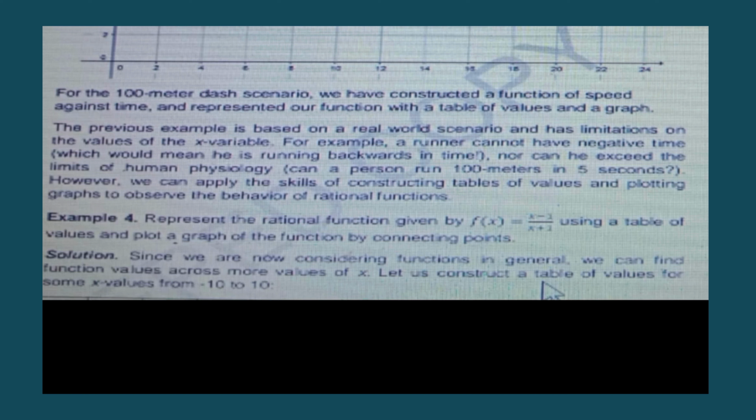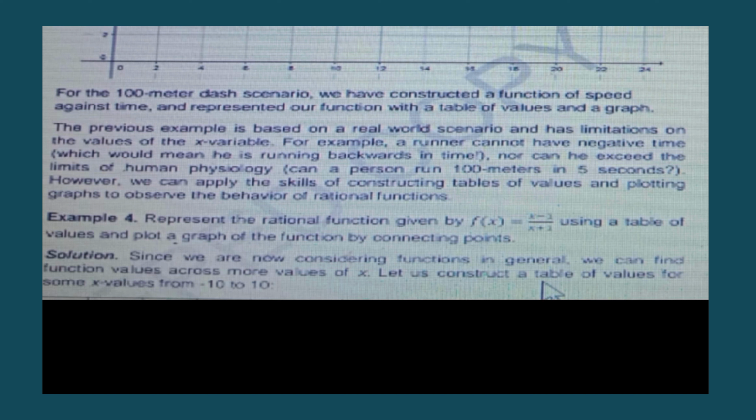The previous example is based on a real-world scenario and has limitations on the values of the x variable. For example, a runner cannot have negative time, which would mean he is running backward in time. We can apply the skill of constructing tables of values and plotting graphs to observe the behavior of rational functions. Example 4.